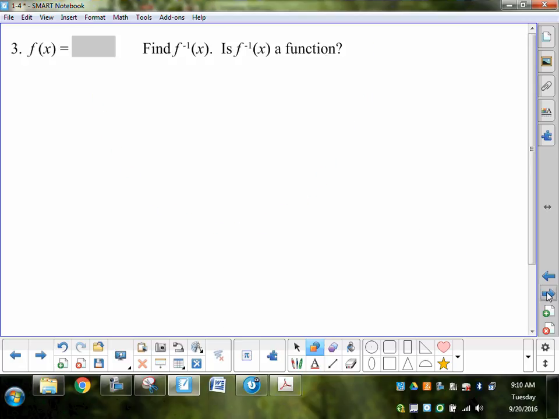You need to keep that in mind for the tougher questions we're going to deal with. First one up, though, this one should be kind of easy. Go through, find the inverse, and is the inverse a function? So go through and do those three things right now.